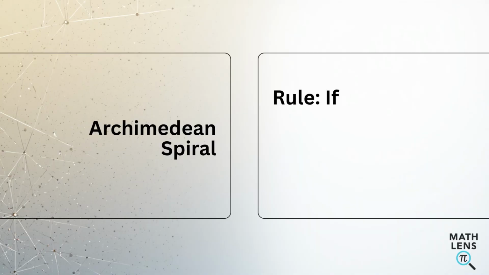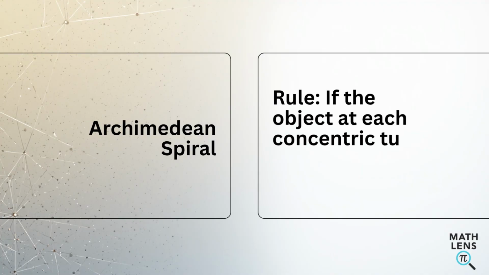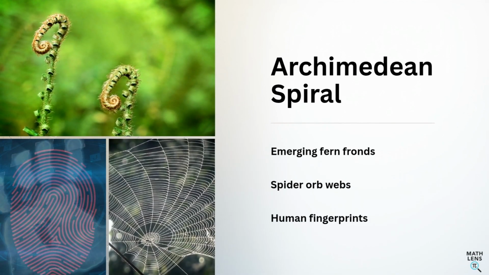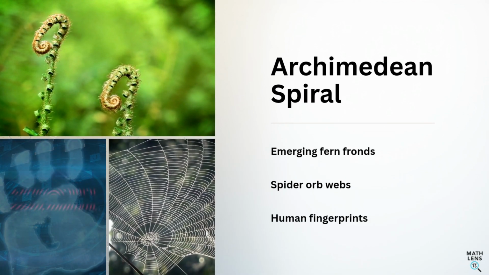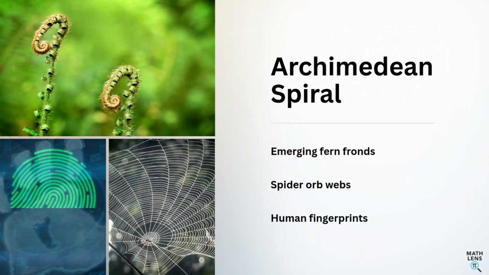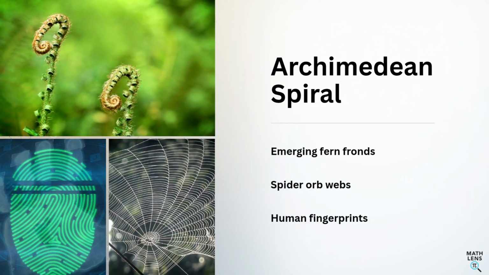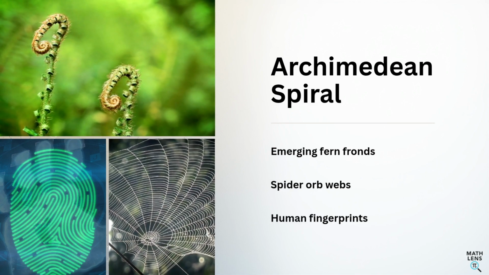The Archimedean spiral is a notable pattern in nature and design, characterized by equal spacing between turns. This spiral can be seen in nature, such as in fern fronds, orb weaver spider webs, and even fingerprints. Recognizing these patterns enhances our appreciation of nature and inspires creativity in art and architecture.